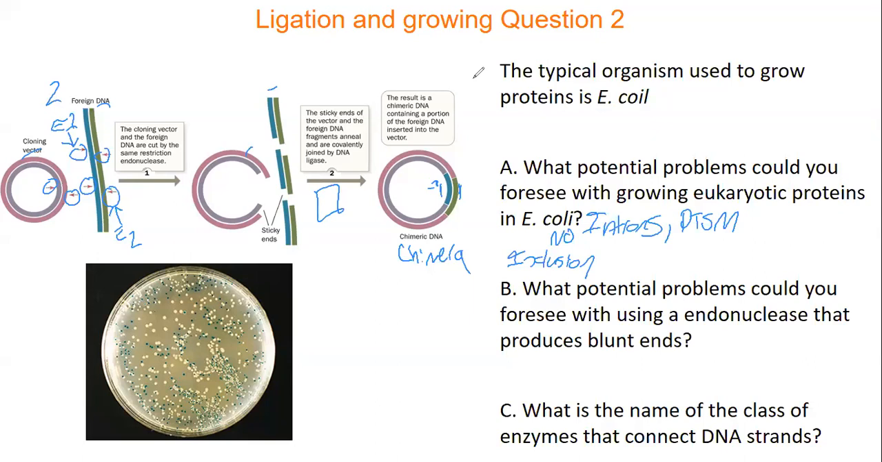Attachment won't occur where you want it to. Actually, attachment should still occur where you want it to, in that if this was blunt, let's just erase that, you only have one opening, so you're only forced to go there. What I will say, though, is that the insertion is going to be much, much lower because you don't have any hydrogen bonds sticking the DNA together like you do with an overhang. So it's going to go into your plasmid at a much, much lower frequency than sticky ends. So you always really want to use sticky ends.